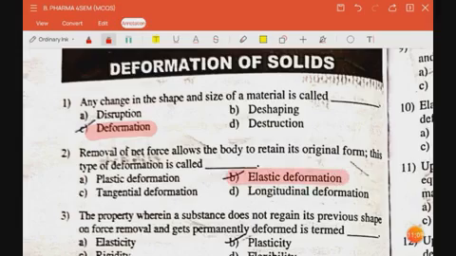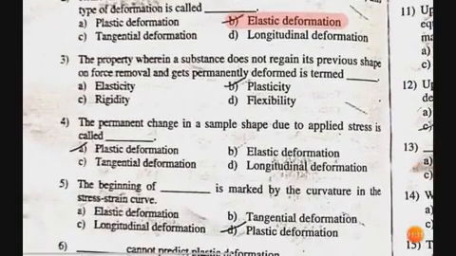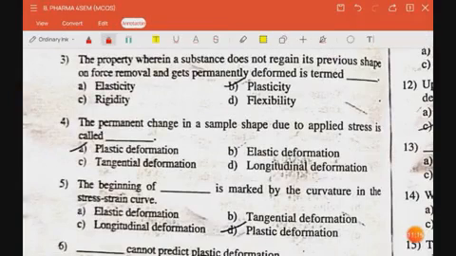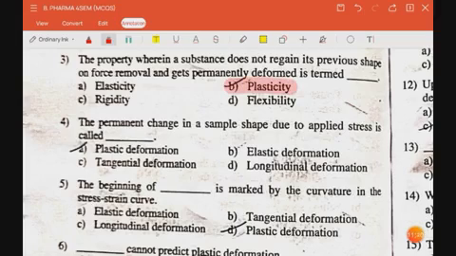This type of deformation is called elastic deformation. The next question is the property wherein a substance does not regain its previous shape on force removal and gets permanently deformed is called plasticity. The next question is the permanent change in sample shape due to applied stress is called plastic deformation.